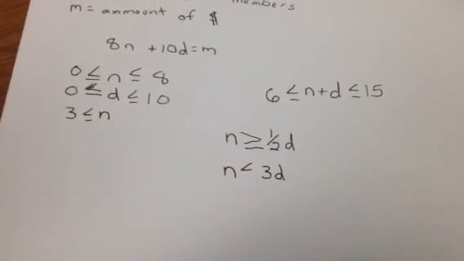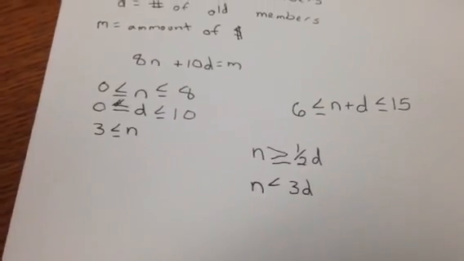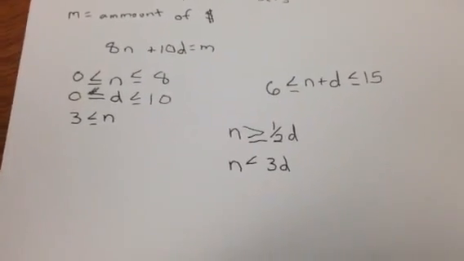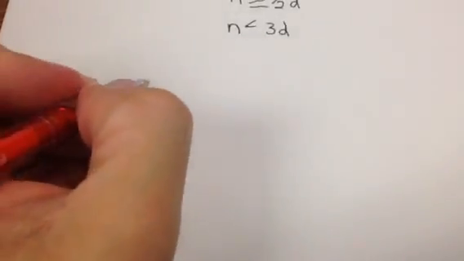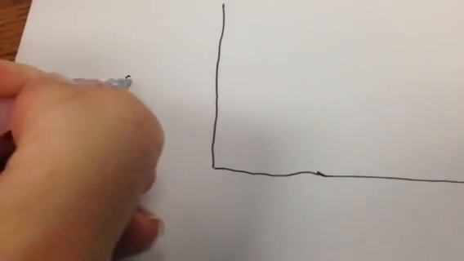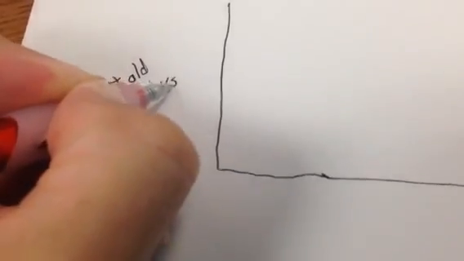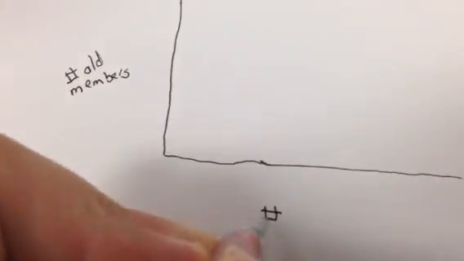These are a lot of restrictions, and we're going to have to draw it so that we can get some accuracy for possibilities. So let's make a graph of this. We're going to make the vertical axis the number of old members, and we're going to make the horizontal axis the number of new members.